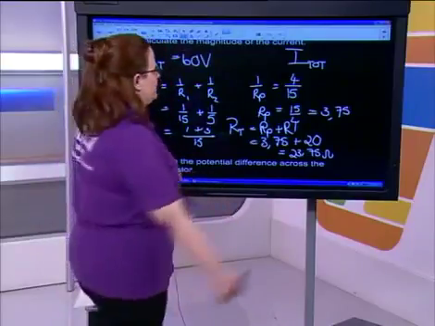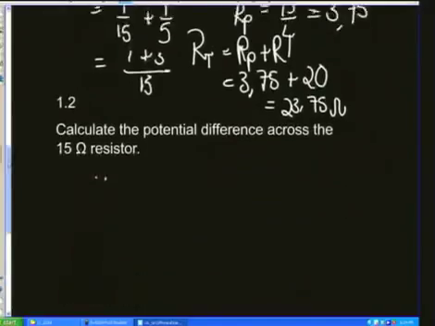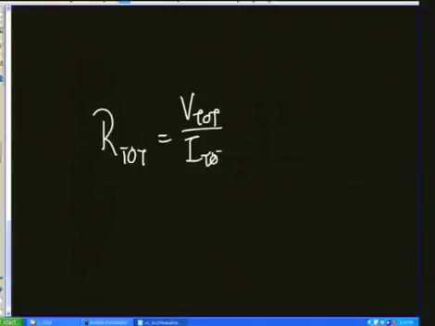Still not done though, because the question was calculate total current. So I'm going to do it a little bit further down, because once again, I did not leave myself enough space. So R total equals V total divided by I total. Now, we said that my resistance was 23,75. My total voltage is 60.